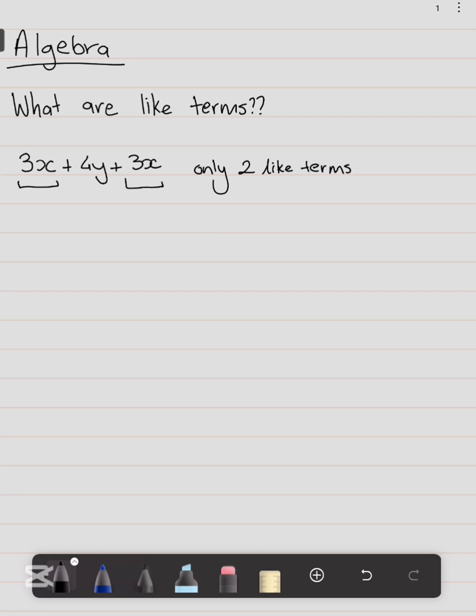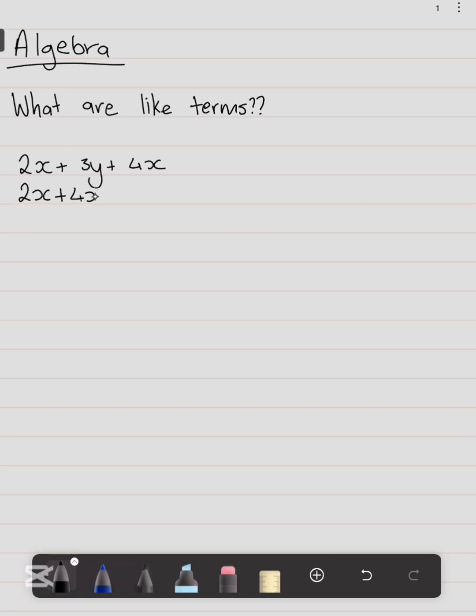We know they are like terms because they have the same variable x and they're to the same power of 1. The next step is to group the like terms. In this equation, let's see how many like terms there are and then group them. We can see there are two like terms, 2x and 4x. So in the line below, we put them one next to each other.